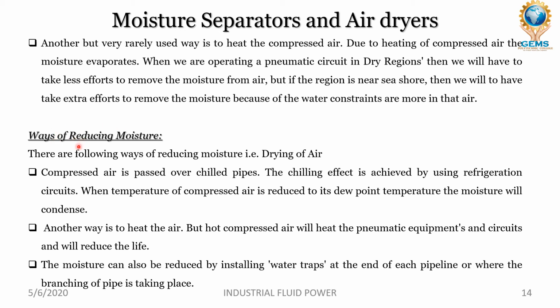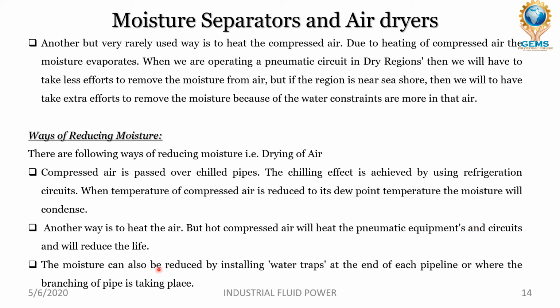Some of the ways of reducing moisture, that is drying of air. Compressed air is passed over chilled pipes. The chilling effect is achieved by using refrigeration circuits. When the temperature of compressed air is reduced to its dew point temperature, the moisture will condense. Another way is to heat the air. But hot compressed air will heat the pneumatic equipment and circuits and will reduce their life.